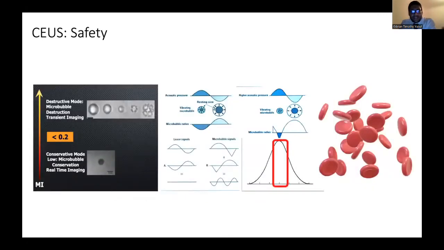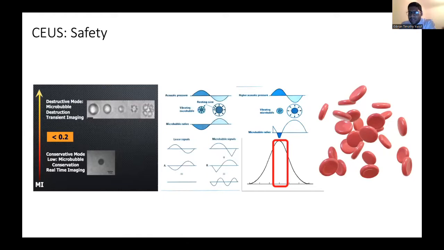Well, this is why the physics comes in, and this is my only physics slide, I promise you. There's a difference between the way you imaged in the old days versus the way that it's done now, and that's based on the acoustic pressure that's applied. With high acoustic pressures above 0.2, you cause bubble destruction, and that results in that flare that we saw on the previous images. However, at low mechanical index, the bubble resonates and therefore emits a signal which is nonlinear.